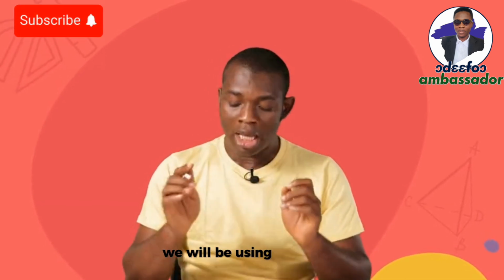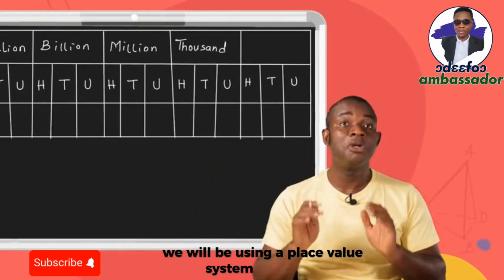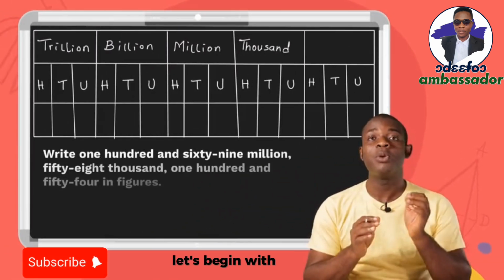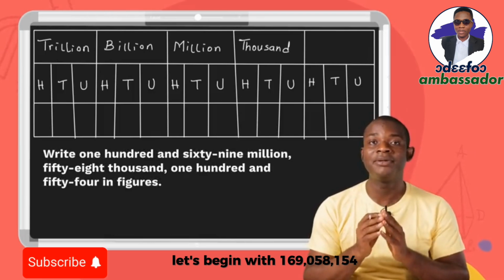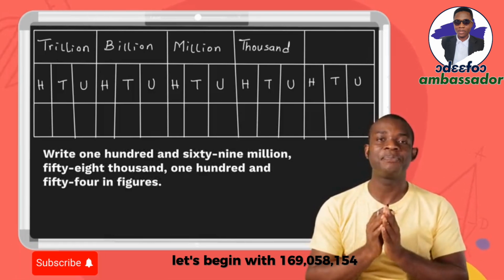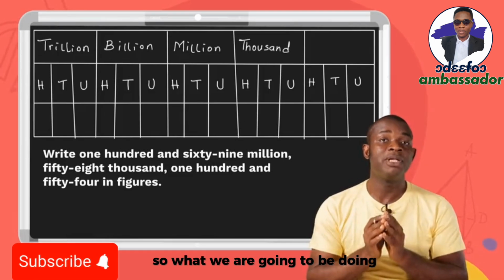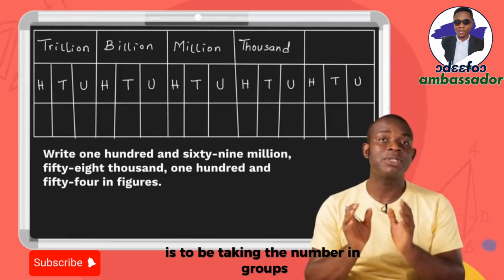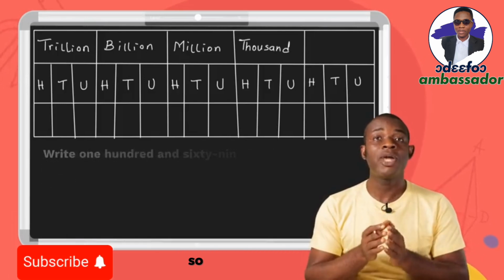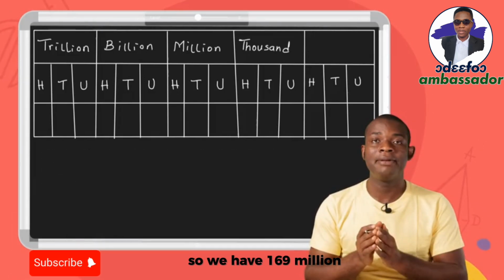We will be using our place value system to help us in doing this. Let's begin with 169,058,154. So what we are going to be doing is taking the number in groups and placing them into the place value system. So we have 169 million.